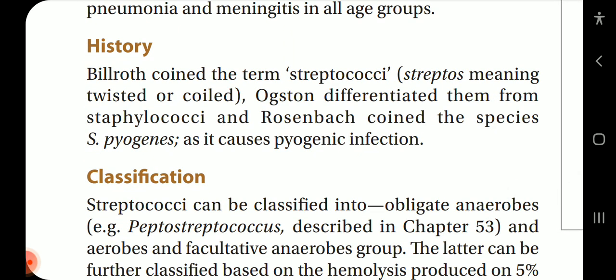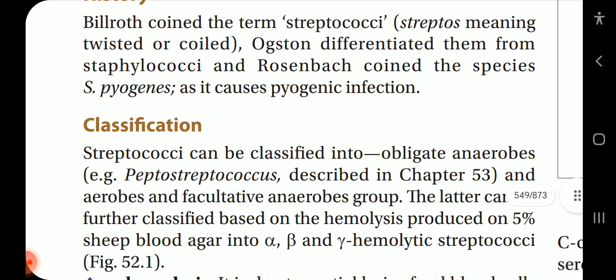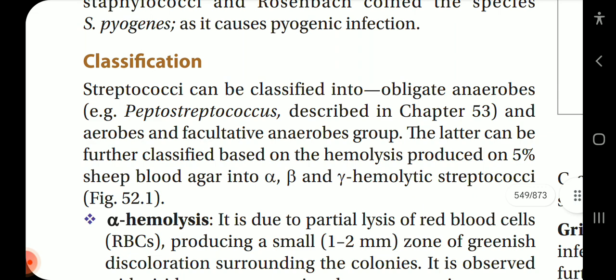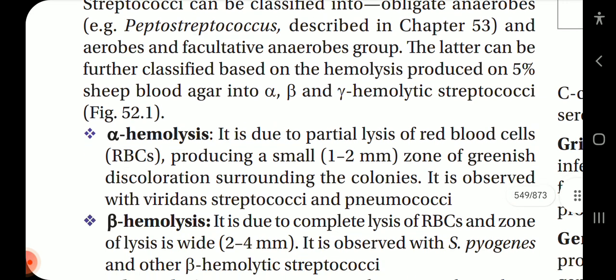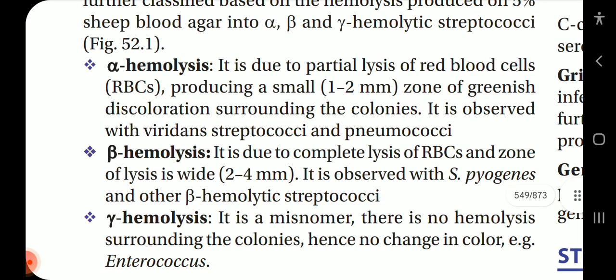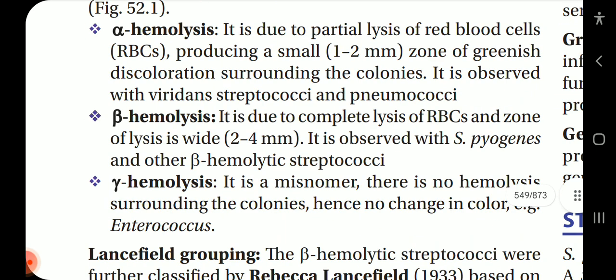History. Billroth coined the term streptococci, streptos meaning twisted or coiled. Ogston differentiated them from staphylococci, and Rosenbach coined the species Streptococcus pyogenes as it causes pyogenic infection. Classification. Streptococci can be classified into obligate anaerobes, example Peptostreptococcus described in another chapter, and aerobes and facultative anaerobes group. The latter can be further classified based on the hemolysis produced on 5% sheep blood agar into alpha, beta, and gamma hemolytic streptococci.